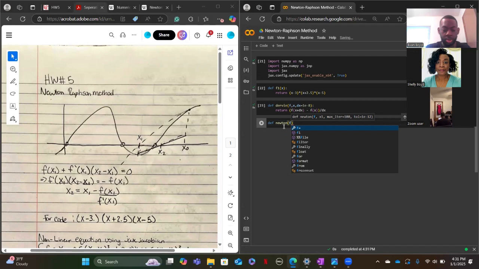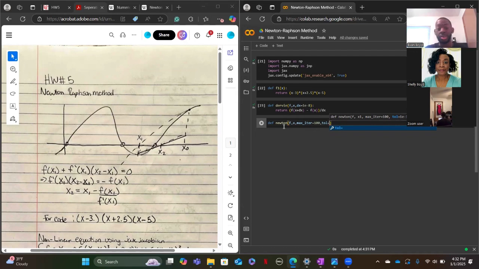We need f, we need x, we need max iterations, because this will run. This is just how many times this function will loop into finding our root, and we'll state this as 100. And then we'll also have a tolerance. So our tolerance is basically how close do we want it to be. So we don't want negative numbers. So our tolerance would be 0.